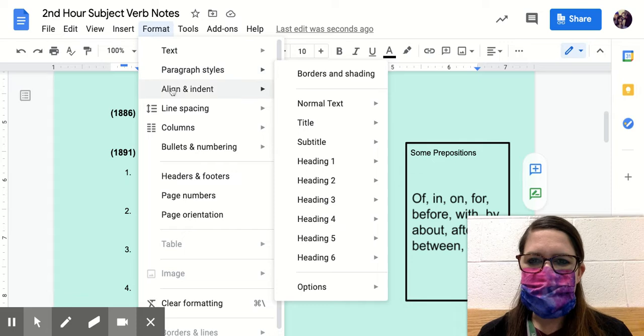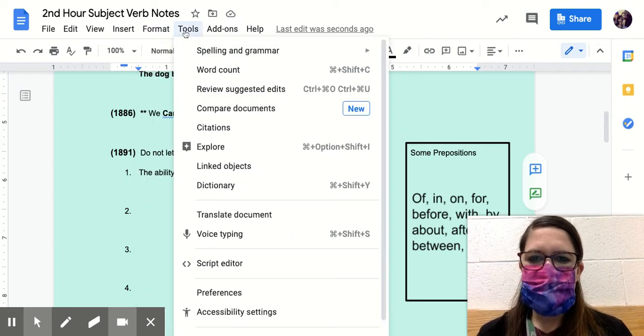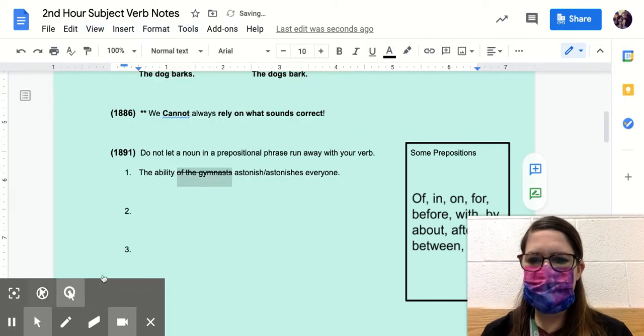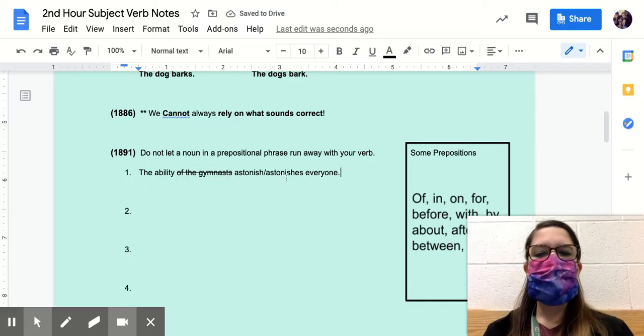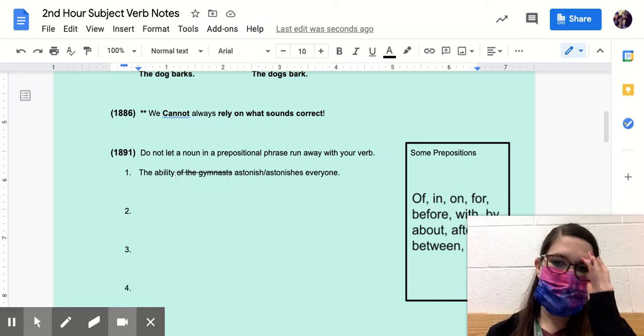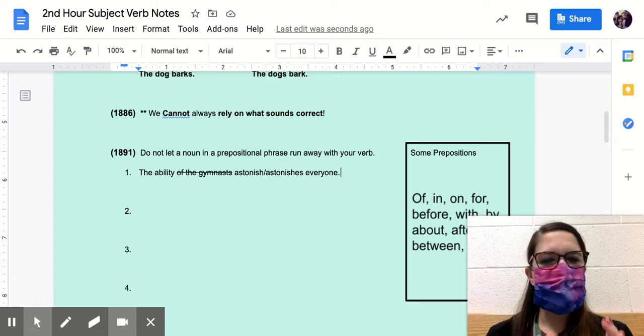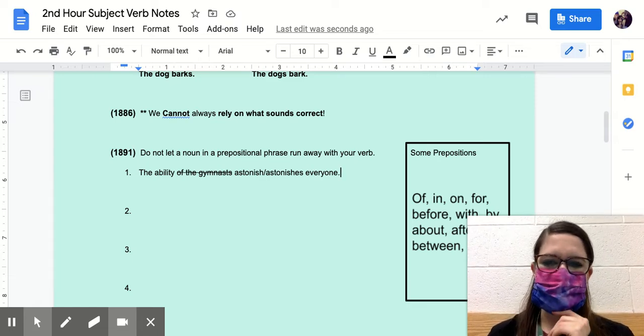There is a way to do strike through. Let me find it. There we go, found it. Okay. So we're going to ignore of the gymnast, because if we have that, looking at gymnast, that might confuse us when we're trying to look at the verb.